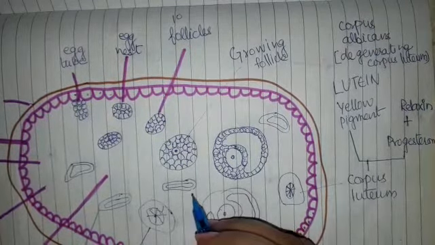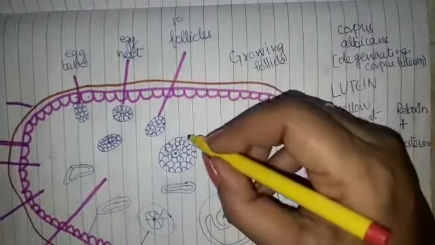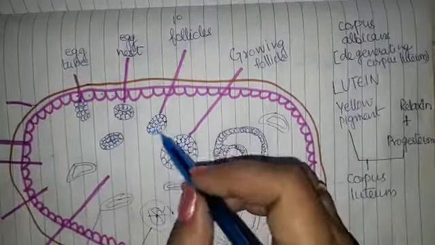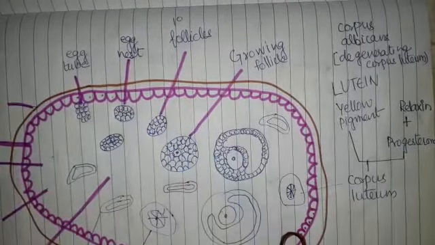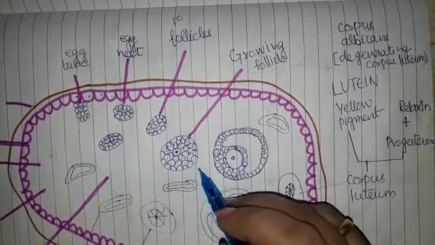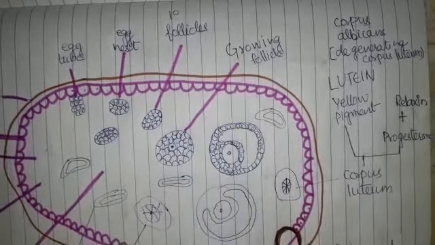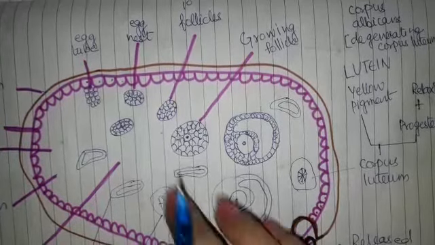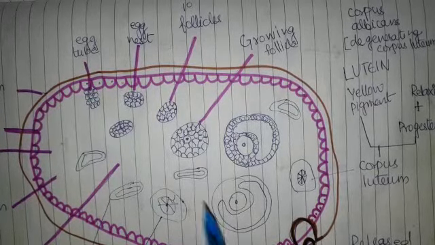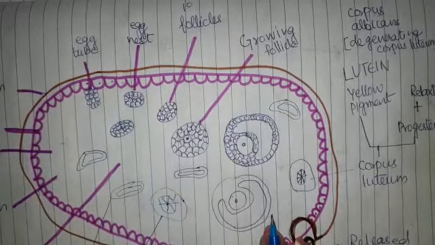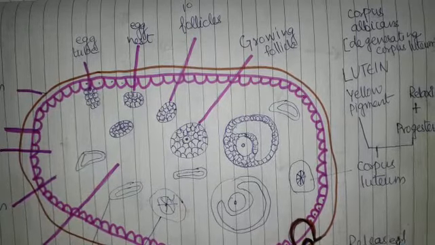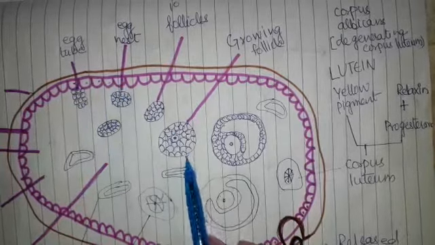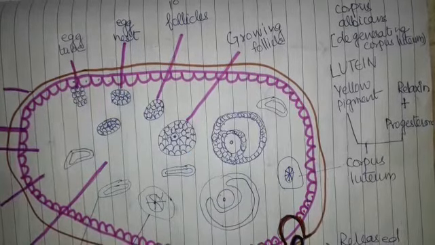Now in the medulla region, there are seen various follicles. This group of cells is called a Graafian follicle or ovarian follicle. Various growing ovarian follicles are seen in the medulla region of the ovary. The ovarian or Graafian follicles can be seen at various stages of development.